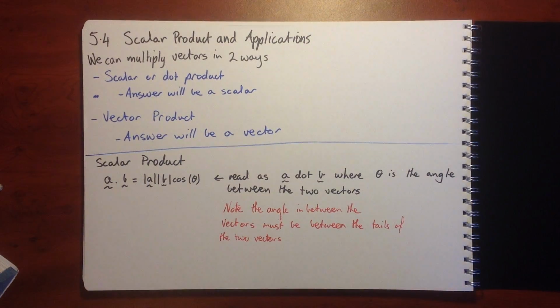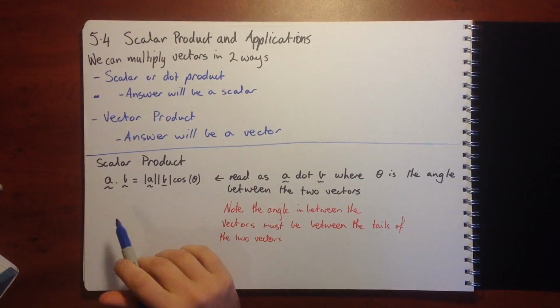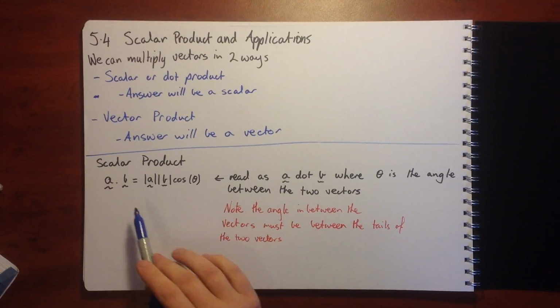In this tutorial we're looking at section 5.4 on scalar product and applications. So we can actually multiply vectors together, and there's two different ways that we can do that. We can do that using the scalar or dot product, and our answer will always be a scalar, or we can multiply them through the vector product, which will mean that we get an answer that will always be a vector.